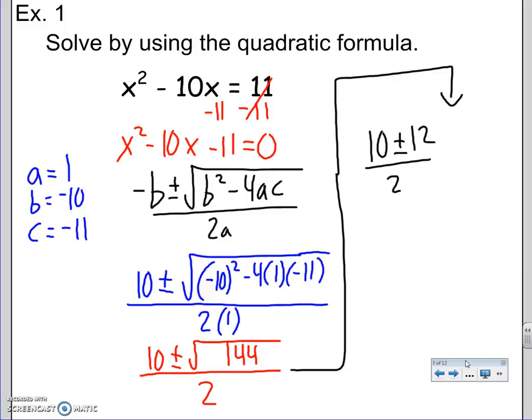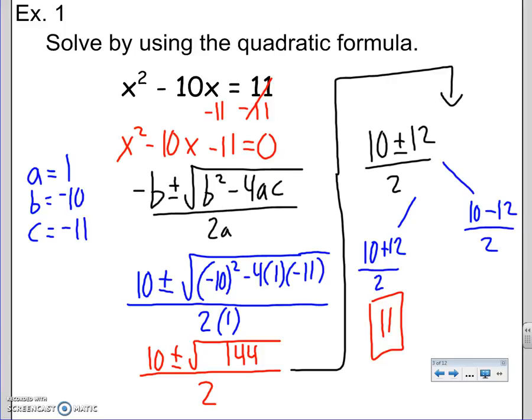Now we have two cases here, so break it into two cases. Our first case will be 10 plus 12 over 2, and our second case will be 10 minus 12 over 2. Just do each one. So 10 plus 12 is 22, divided by 2 is 11. That is one of our answers. 10 minus 12 is negative 2, divided by 2 is negative 1, our other answer. Those are our two answers. The two roots, solutions, zeros, x-intercepts are 11 and negative 1.